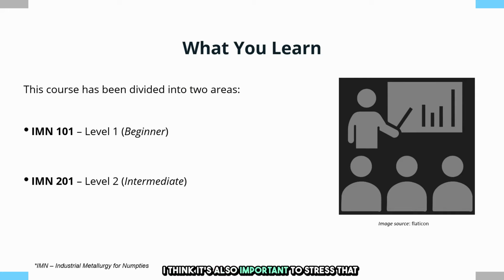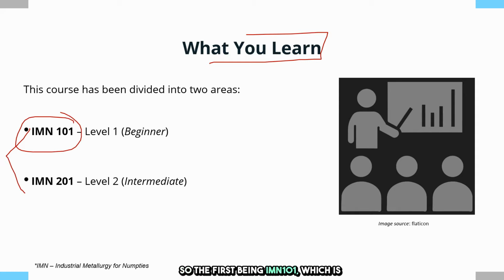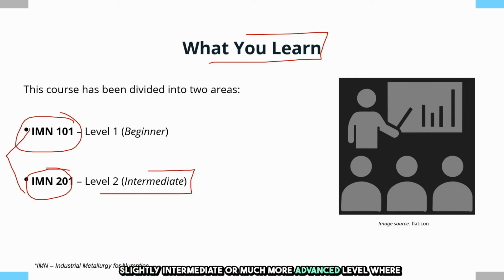I think it's also important to stress that this course is split into two key areas. So the first being IMN 101, which is the level 1 for beginners, where we'll learn about steel making in general, steel casting, steel rolling, and steel finishing processes. And then we've got IMN 201, which is the slightly intermediate or much more advanced level, where we look into heat treatment, various steel microstructures, and future uses of steel components. So two key areas for us to look into, IMN 101 and IMN 201.